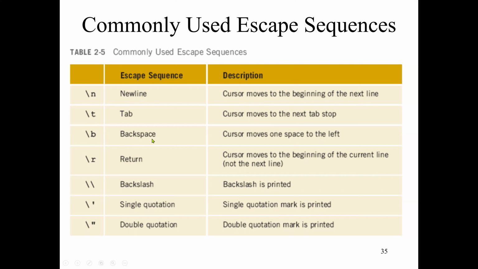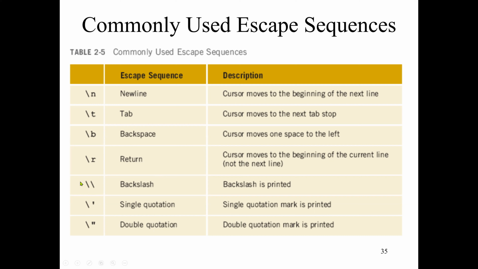\b is a backspace, so the cursor moves one space to the left. And \r means return. The cursor moves to the beginning of the current line. It doesn't move to the next line: if the cursor is in the middle of a line, it will go back to the beginning. So that's why it's called return.